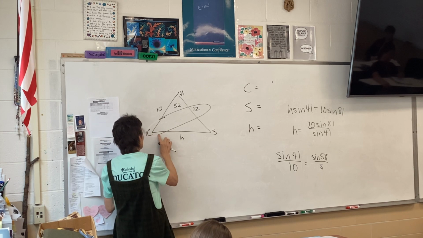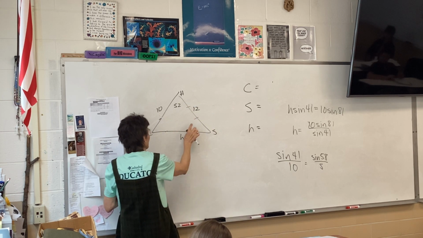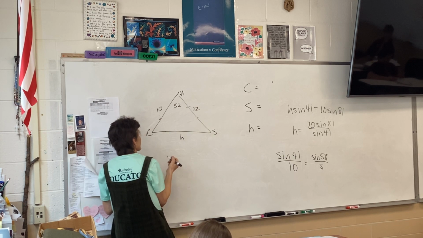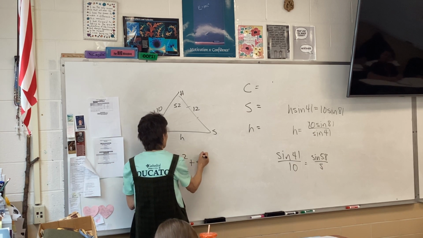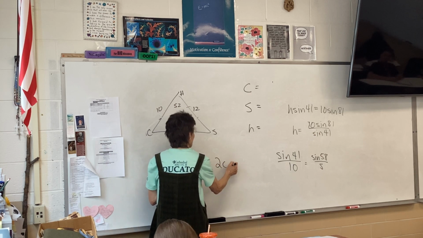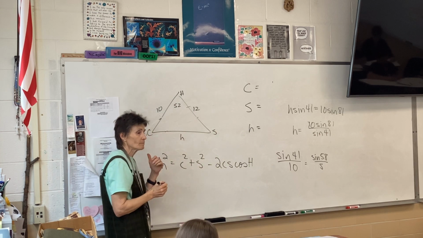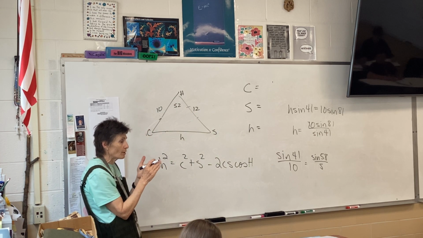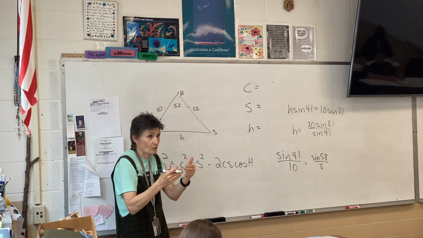So, the law of cosines, I'll write it down for you, but I really don't want you to memorize it at all. The law of cosines says something like h squared equals c squared plus s squared minus 2cs cosine h. Again, that is not something that you're gonna put on a note card and memorize. You're gonna memorize how it works.